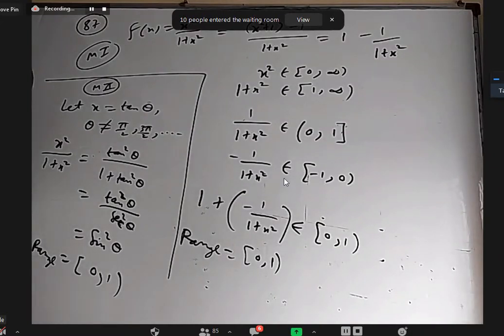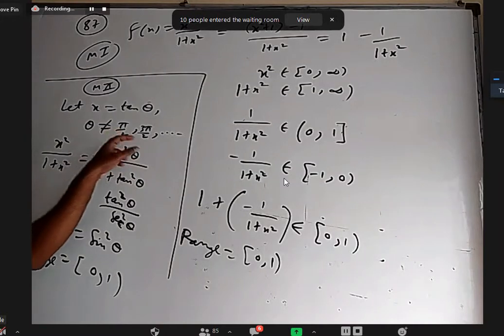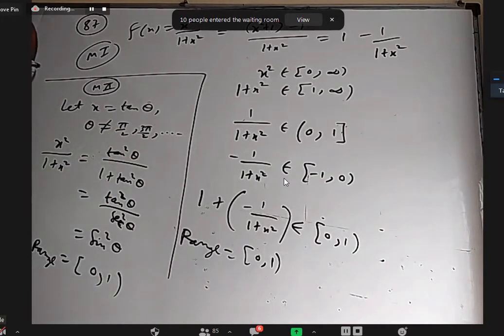Sir, again, can you say why it is open 1, sir? Because theta cannot be any real number. It can be any real number except odd multiples of pi by 2. 90 degrees, 270 degrees, 450 you cannot take. Because tan theta is not defined. Right? Yes. Okay.